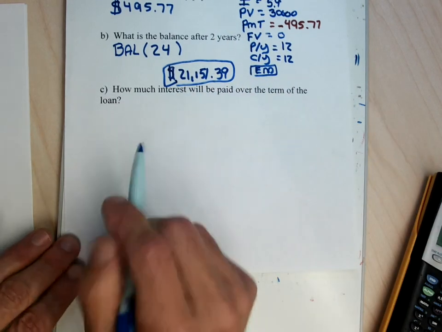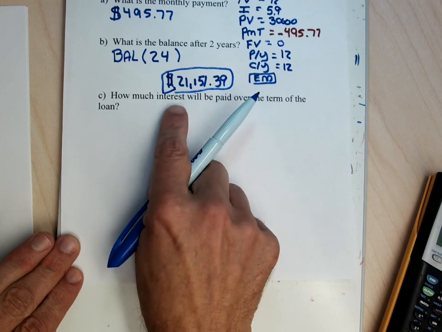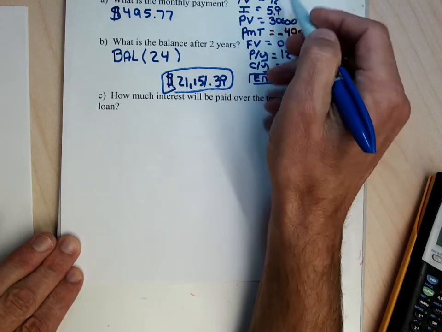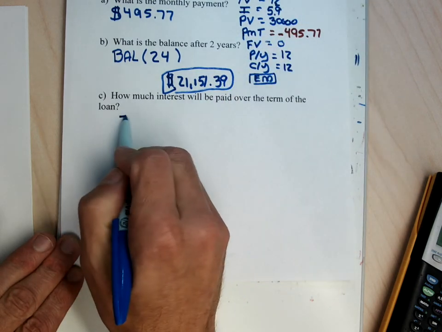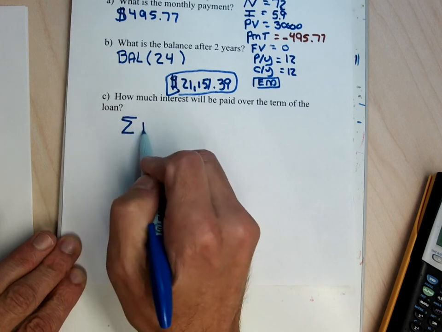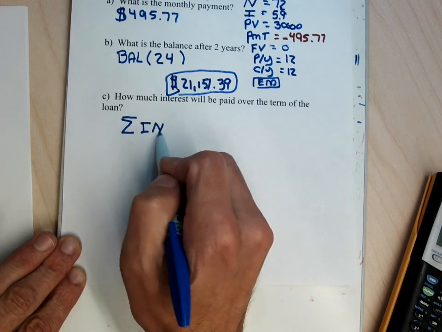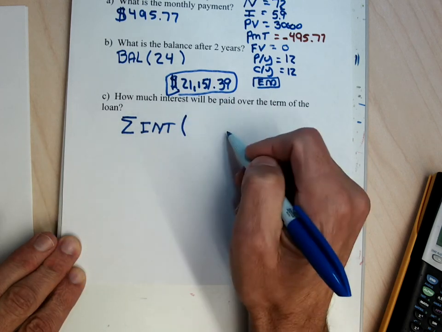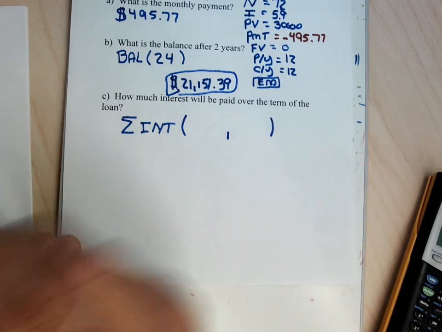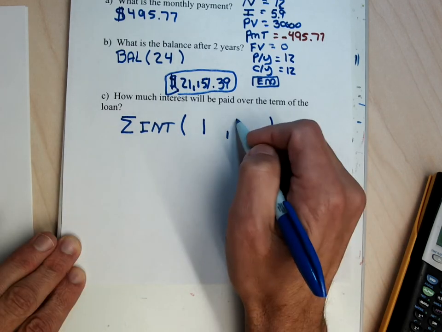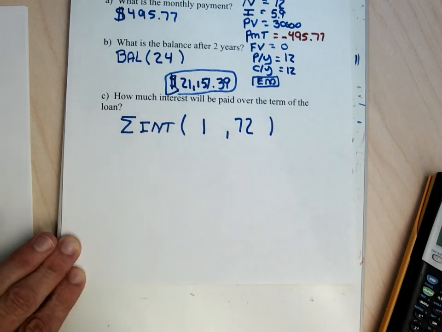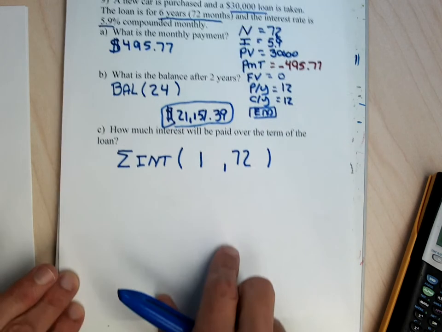To do part C, I'm going to have my calculator add up the interest from the first payment to the last payment. The first payment is payment number 1. The last payment is payment number 72. On my calculator, I'm going to get it to do the sum of interest. Sum means add up the interest, and you need to tell it what payments I'm going to add up the interest from. I'm going to start with the first payment and end with the last payment. So what my calculator will do if I enter this, it will calculate every interest amount from the first payment to the 72nd or last payment, because it's a 72-month loan, and it'll add all those up.